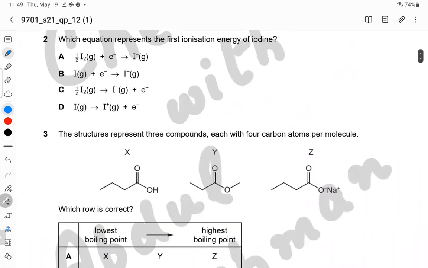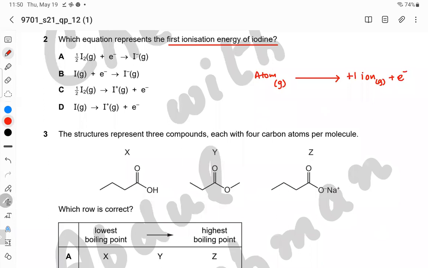Okay. Which equation represents the first ionization energy of iodine? So let me remind you, whenever we talk about the first ionization energy, it means we must have an atom on the reactant side in a gaseous state, and then we have an ion with a +1 charge in the gaseous state, and then the electron. So if you have any equation in this format, then that is the correct representation of the first ionization energy of iodine. Yes, Tisha, good.